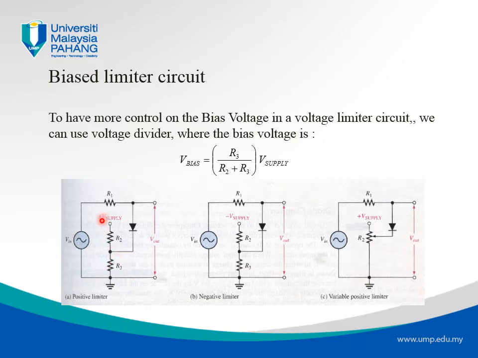So we can have the bias connected to a power supply, but then adjust the value of V bias by using a voltage divider, right? So now we might have a positive limiter here or a negative limiter with the bias adjusted by R2 and R3, or better, what we can do is adjust the V bias using a variable positive limiter. Here is a positive limiter using a variable limiter. It's basically using a potentiometer to adjust the voltage divider so that the V bias will be a portion of the V supply.